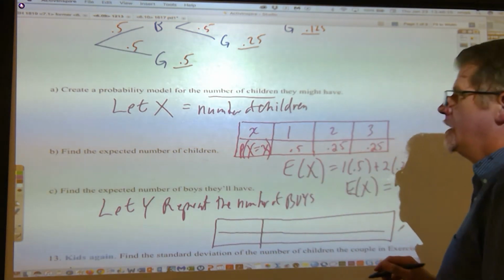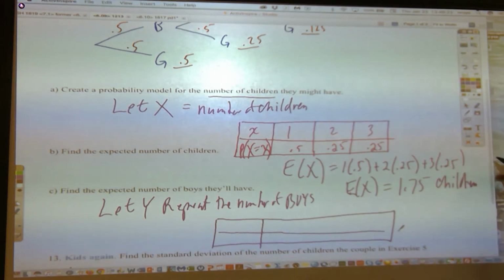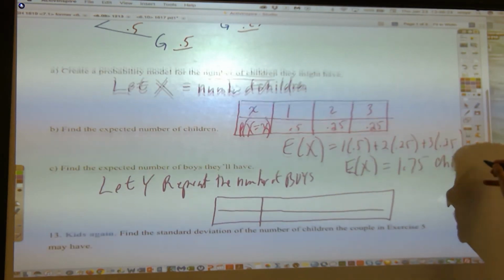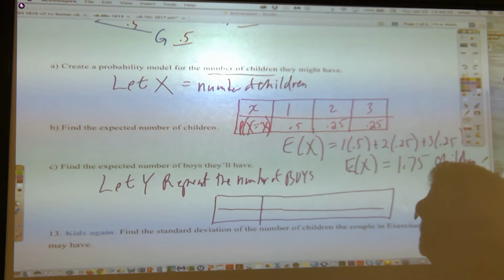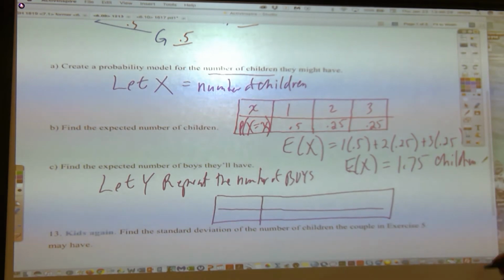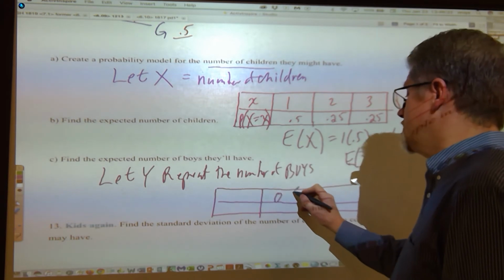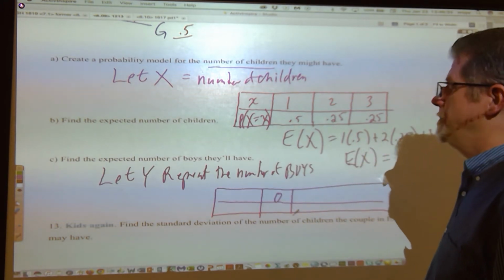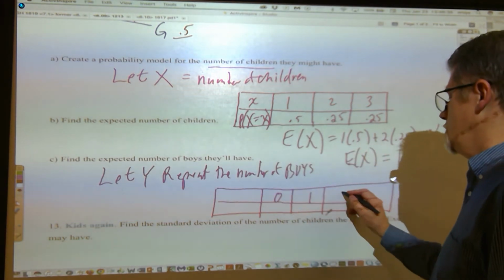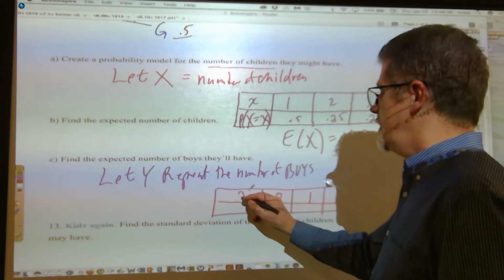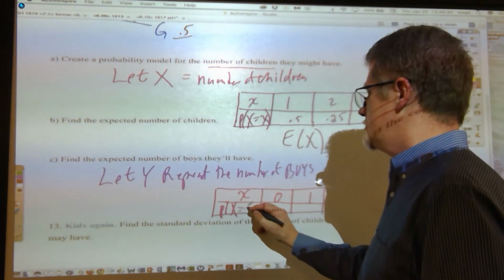1, 2, 3. No, it's 0, 2. We can't get 0 boys, that's just not going to happen. Wait, I'm sorry, it's not 1, 2, 3. It's 0, 1, 2, 3. So it is possible to get 0 boys. So 0, 1, 2, or 3, lowercase x, probability of capital X equals lowercase x.